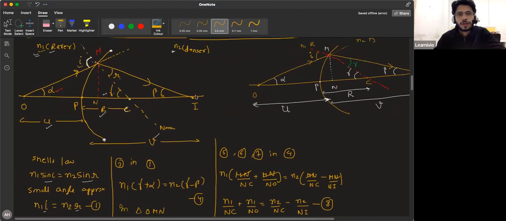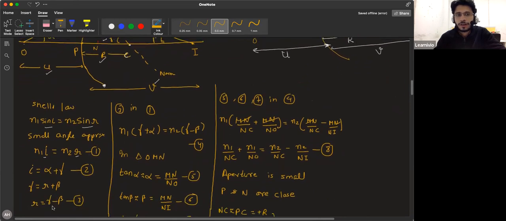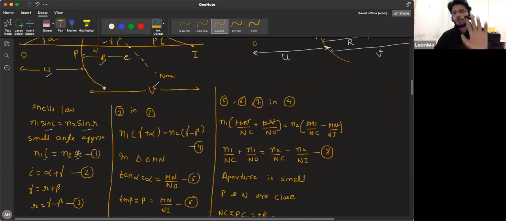Similarly, if you take this triangle MIC, in MIC, R plus beta are the interior angles and this gamma is the exterior angle. So you can write that gamma is R plus beta. So you can write R is gamma minus beta. So in the first step, you have to apply Snell's law. In the second step, using the condition for the exterior angle of a triangle, you have to convert this I and R in terms of alpha, gamma, and beta. In the next step, we can substitute the value of I and the value of R from here in this equation. So it will be N1 (alpha plus gamma) and N2 (gamma minus beta).